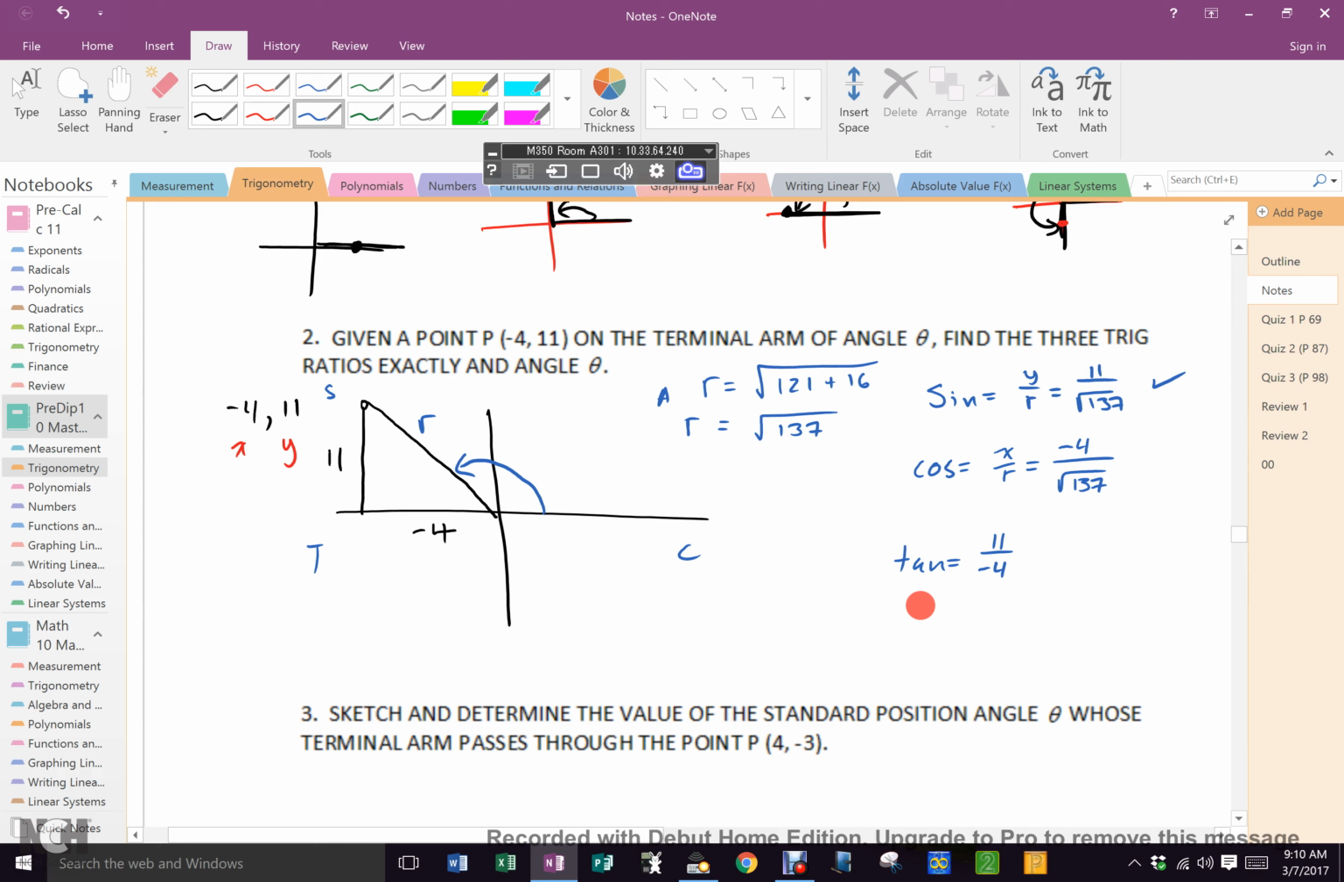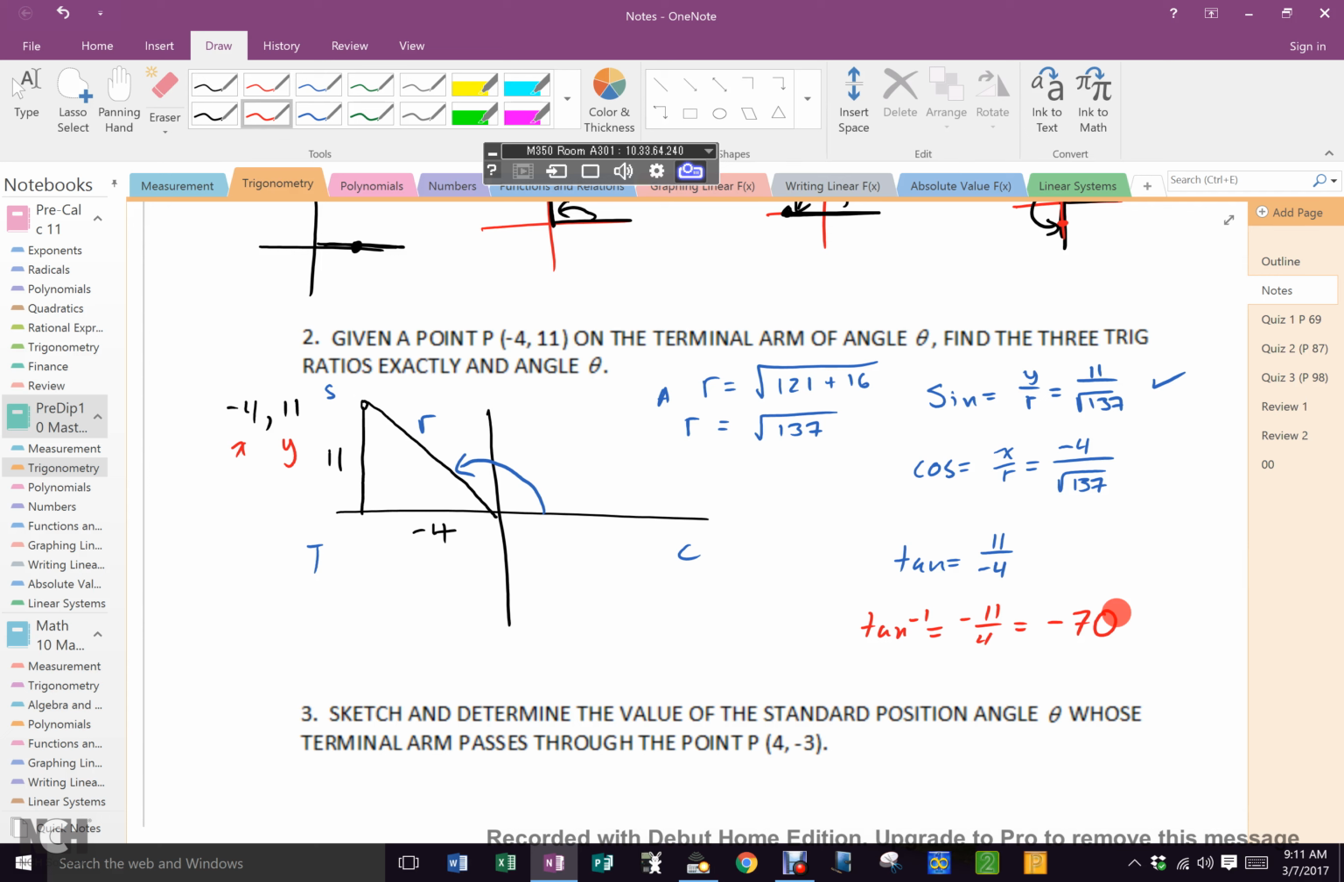Could we use all three? Of course we could. Here's what's going to happen. Something weird is going to happen here. Do it. What is shift tan of -11/4? Or 11 over -4. It's the same thing. What happened? You got -70. What? That makes no sense at all, does it?